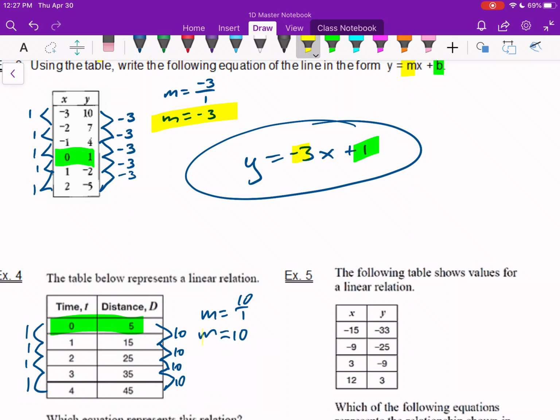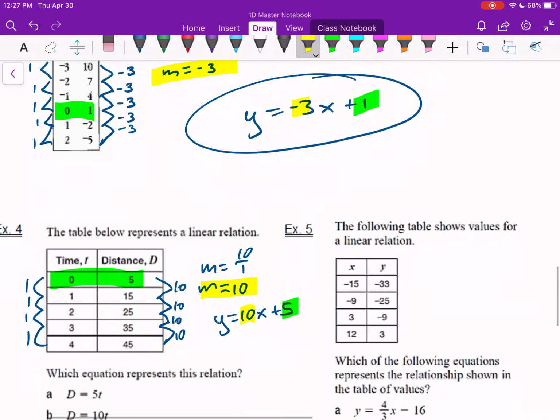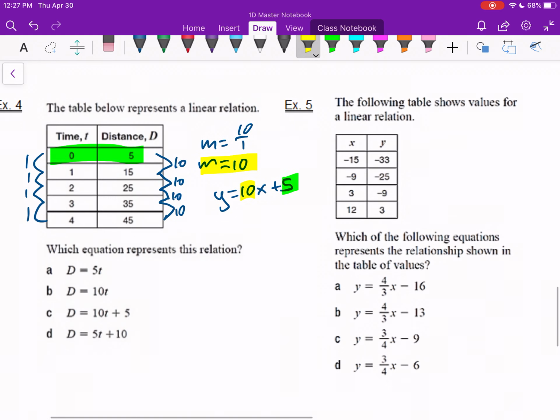So there's my slope. Write my equation, y equals 10x plus 5. And then I can see, does that match any of the answers? Well, look at that, it matches C. That's how I would say to do this.